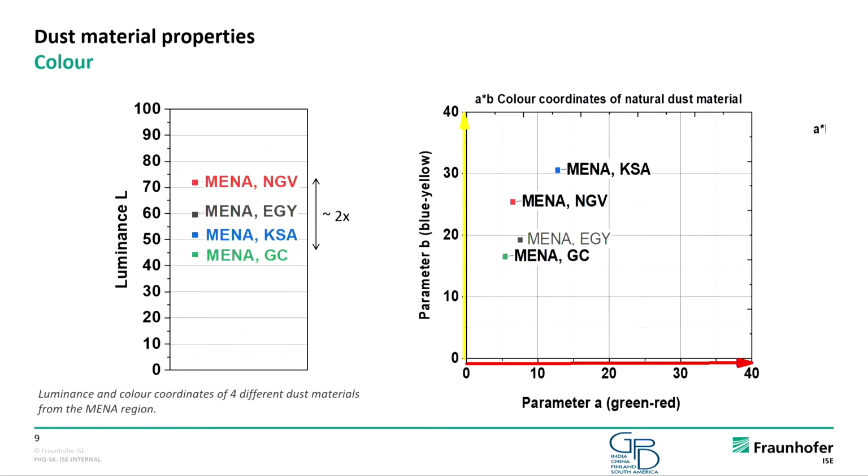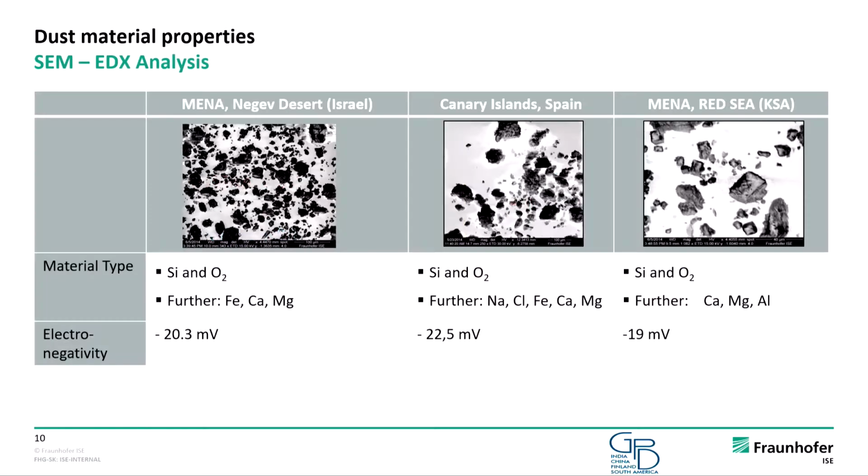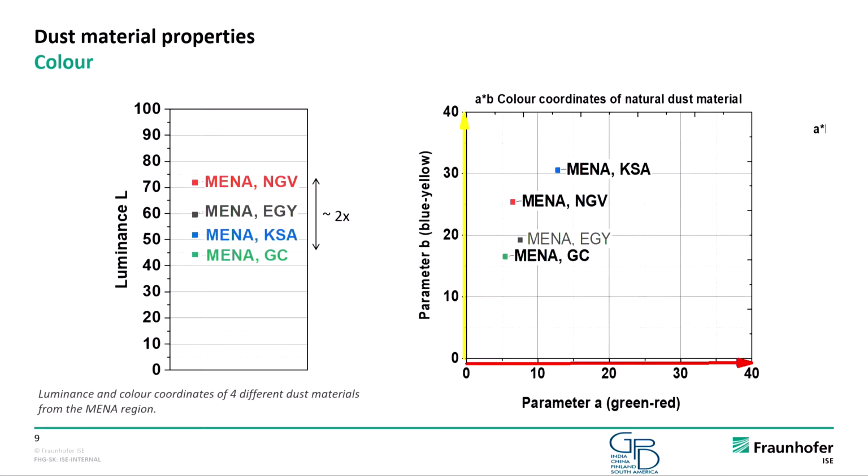Okay, jumping into the actual dust analysis, here you can see the luminescence and also the color parameters. You can see there's a factor of 2 between the dust types, just because one dust is really light and the other dust is more darkish. And even in the parameters A and B, which are the red and the yellow area, there is a large difference. That is something you really need to consider.